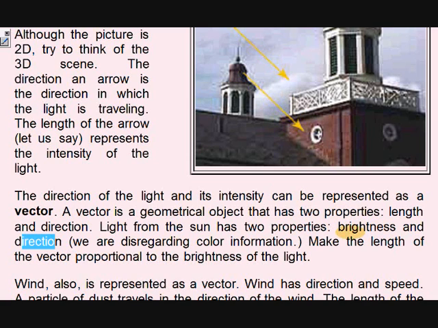Let us make the length of the vector proportional to the brightness of the light. Shall we draw a bigger line like this? That means intensity is very high. We will make the vector proportional to the brightness of the sunlight.